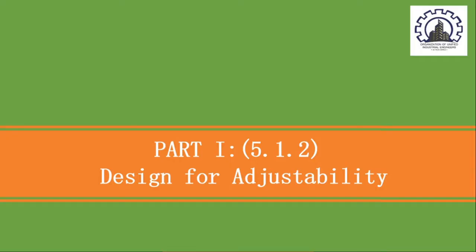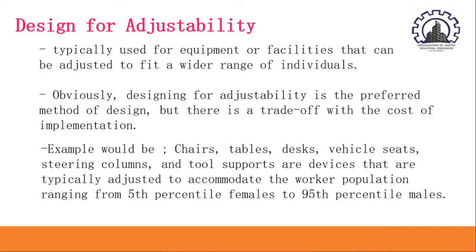Next up is design for adjustability. It is typically used for equipment or facilities that can be adjusted to fit a wider range of individuals. It also ensures the workstation fits the worker, and it recognizes the uniqueness of every worker or employee to meet their individual needs. Designing for adjustability is the preferred method of design, but since it is adjustable, it is quite expensive to implement.